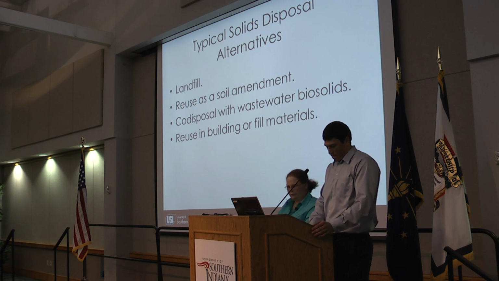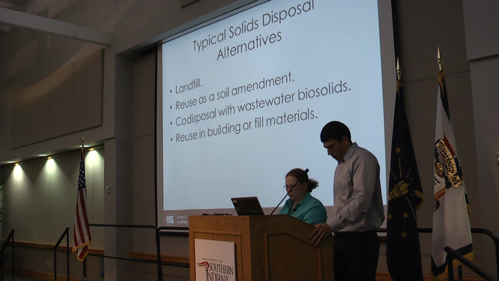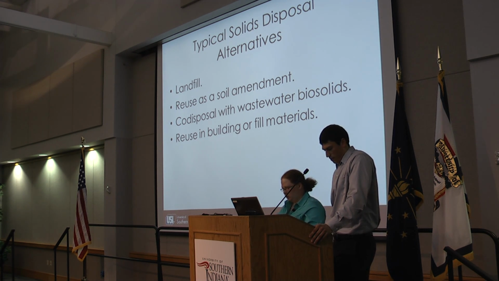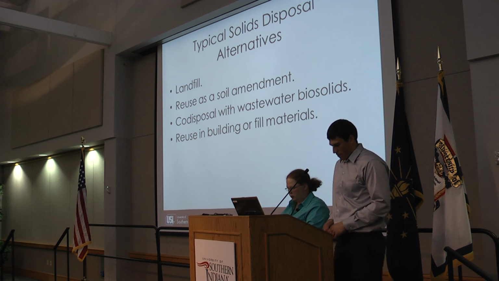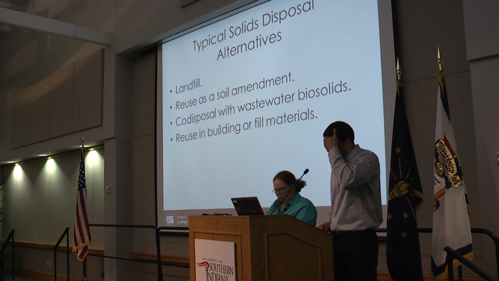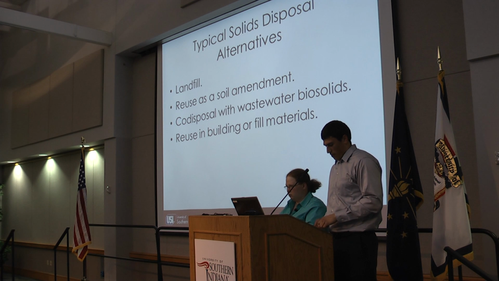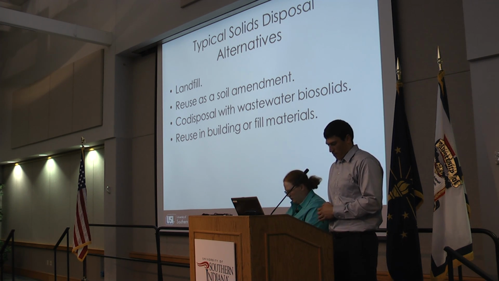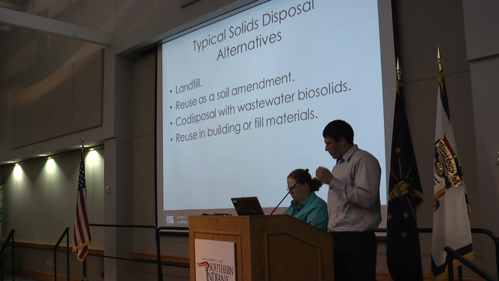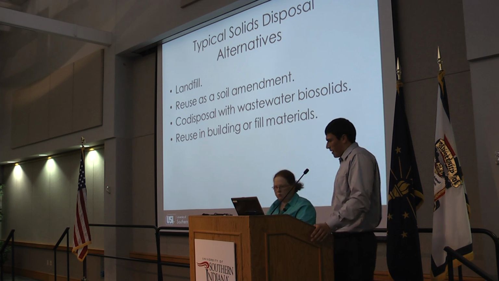So some typical disposal alternatives: landfilling is one of the most common disposal methods. Soil amendments are usually used with lime sludges. The benefits for alum sludges haven't been determined. Co-disposal is another possibility, which involves mixing water treatment plant residuals with wastewater treatment sludges, followed by disposal or reuse. And then the sludges may also be able to be reused as fill material for certain construction projects.